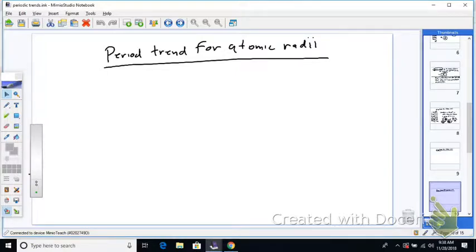Yes? It gets smaller farther to the right. So it decreases in size as you go from group 1 to group 18. Do you guys see that trend? Is there any in there that you say, wait a second, it doesn't do it here. It doesn't hold true here. Is there any of those examples?